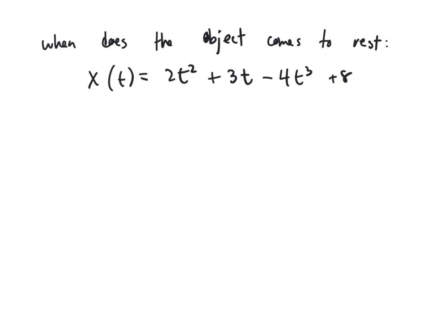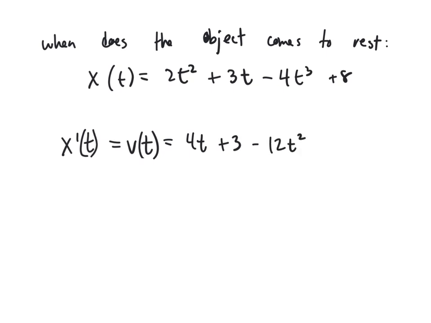What do you think? We find the derivative so that we have an equation for velocity. You find the derivative. Let's do that. So x prime of t, is this how you write derivative yet? Okay. Is equal to v of t, which is equal to, Josh, give me the derivative for this one. 4t plus 3 minus 12t squared. Nice. And nothing at the end, right? The 8 becomes nothing. The derivative of a constant is always 0, right? So that's our velocity function now.